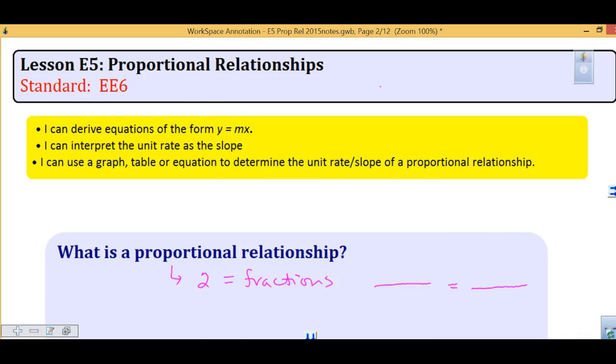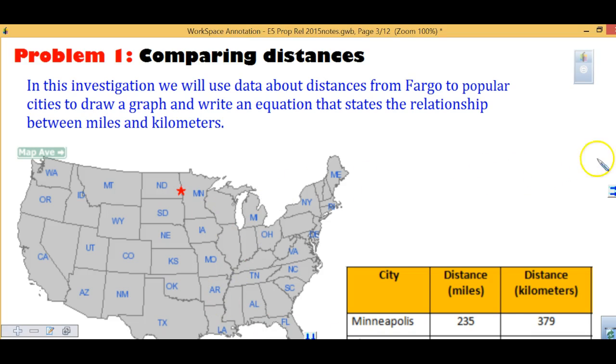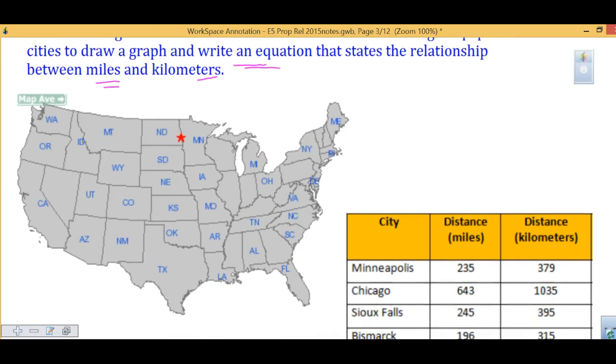So one of the things we're going to talk about today is comparing distances. We are going to be looking at data from Fargo to popular cities, and we're going to draw a graph and write an equation. So again, we'll talk about our equation like yesterday, and then we'll look at the relationship between both miles and kilometers, and you're going to see an interesting number that keeps popping up.